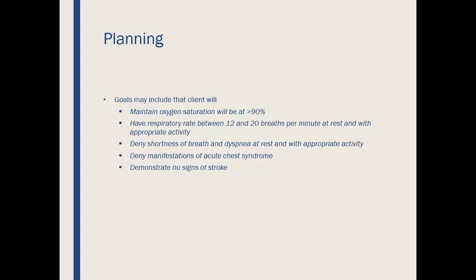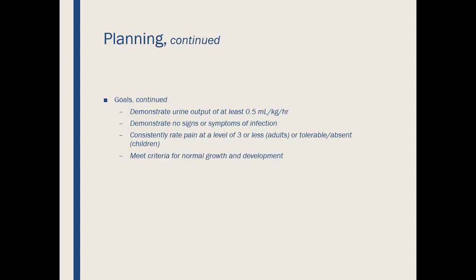Alright, in planning, some of your goals may include patient oxygen saturation will be greater than 90%. Their respiration rate will be between 12 and 20 breaths per minute at rest and with appropriate activity. They will deny shortness of breath and dyspnea at rest and with appropriate activity. They will deny manifestations of acute chest syndrome, chest pain, adventitious breath sounds, pulmonary infiltrates, increased white blood cells. They will demonstrate no signs of a stroke. They will also demonstrate a urine output of at least 0.5 milliliters per kilogram per hour.